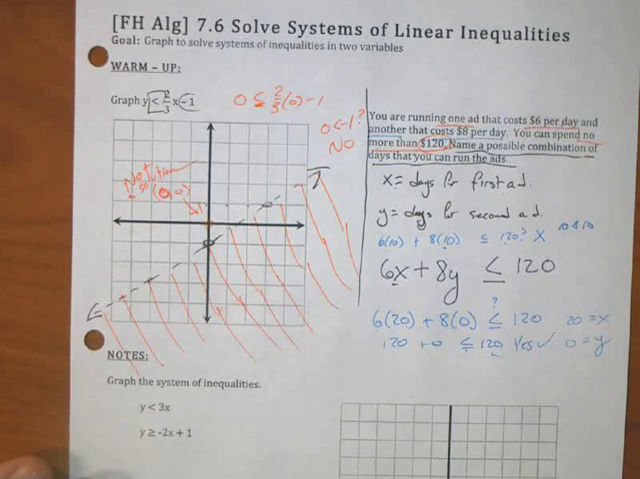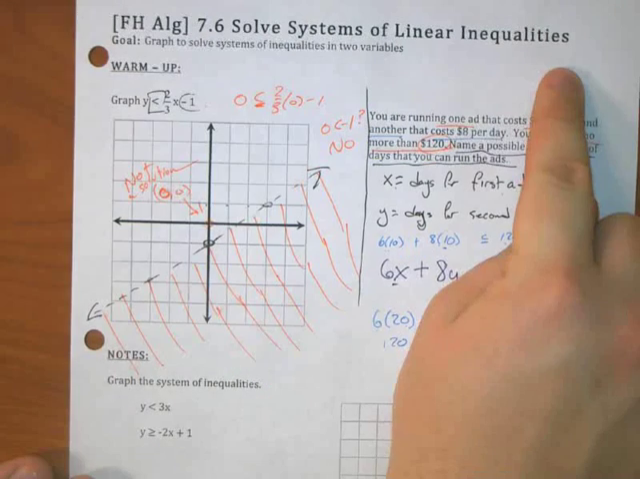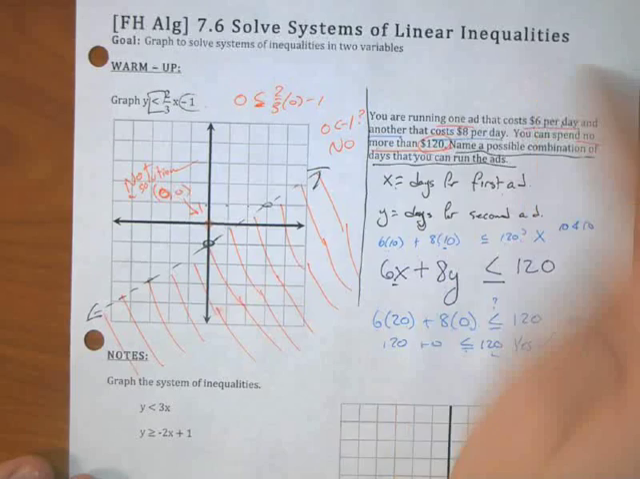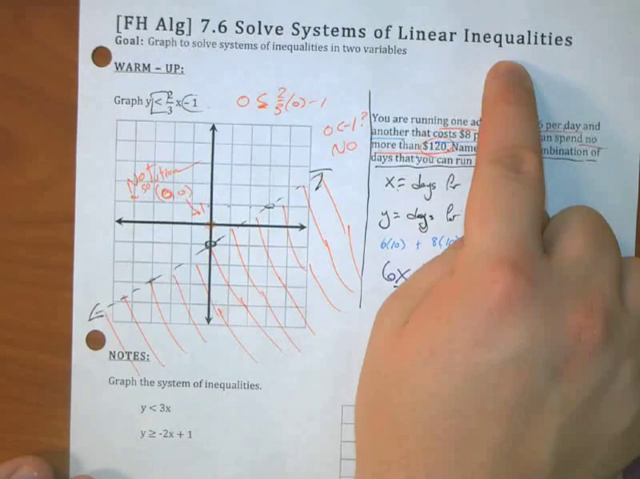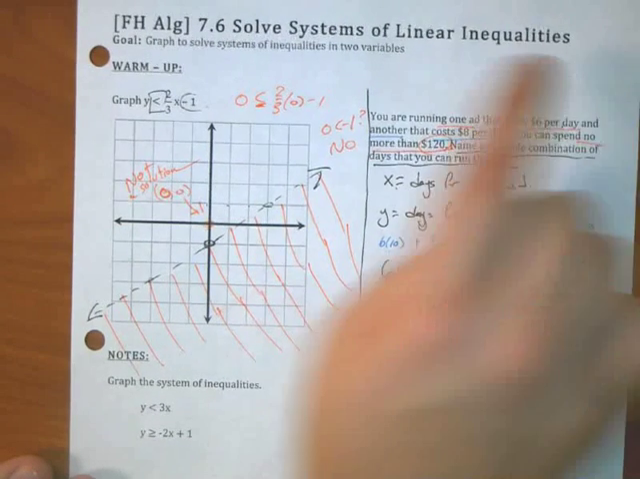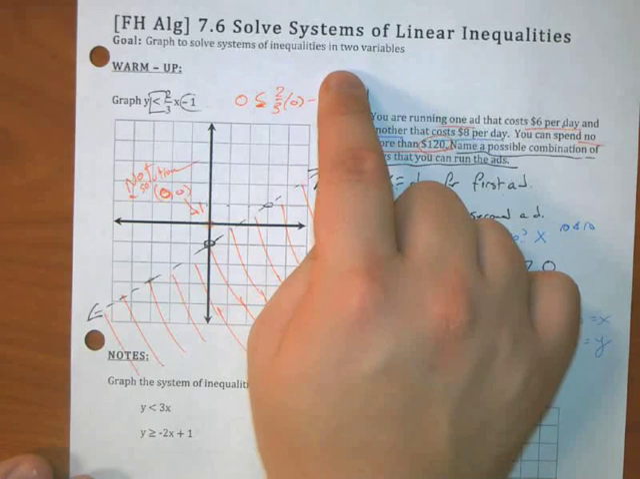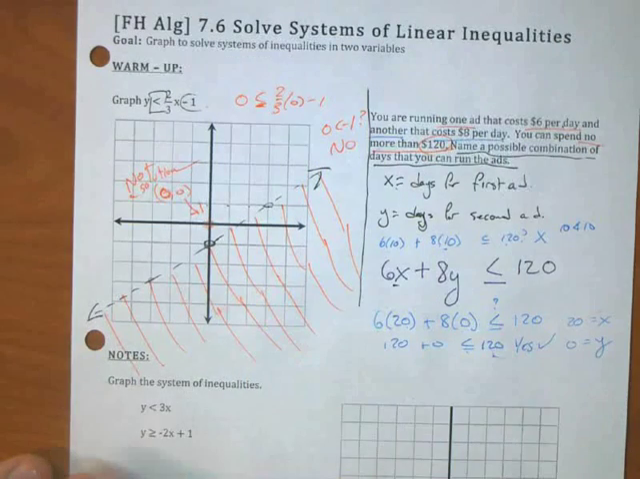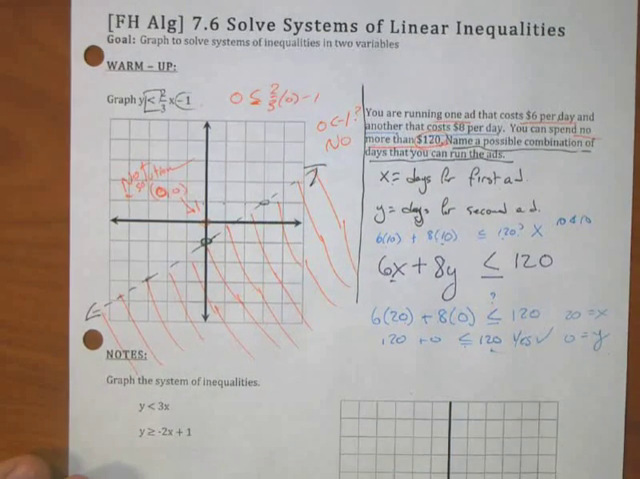Equations, as you recall, a system of equations is just two equations that are related to each other. So a system of inequalities is just two inequalities that are related to each other, two or more. Okay? So we're going to look at solving a system of inequalities.